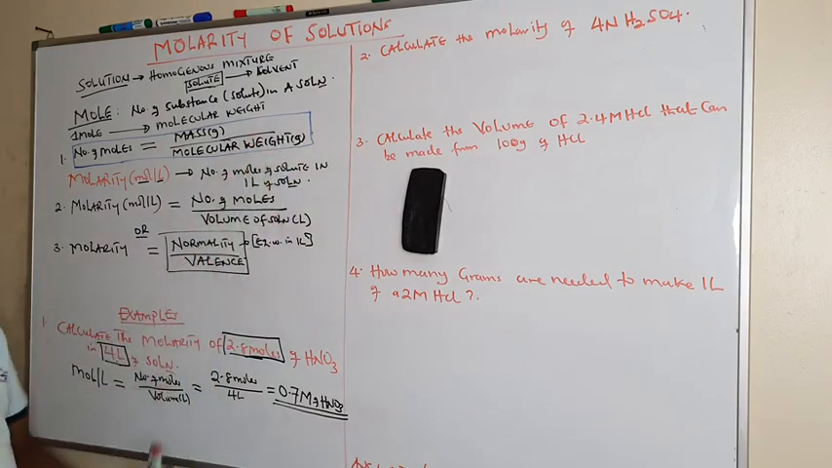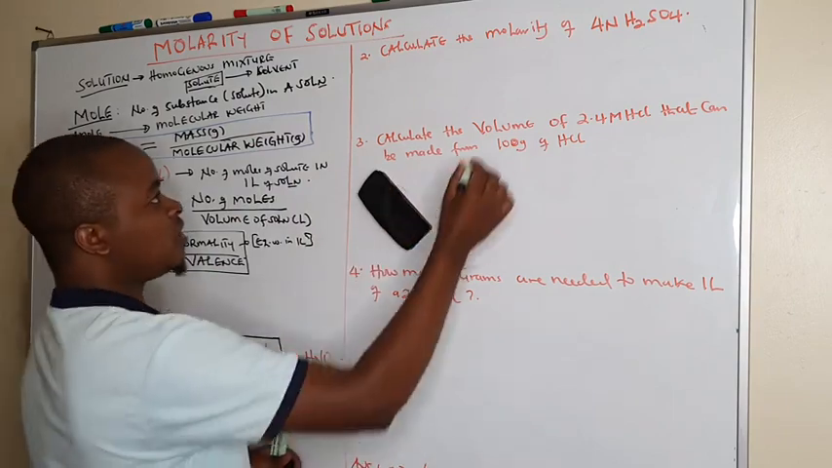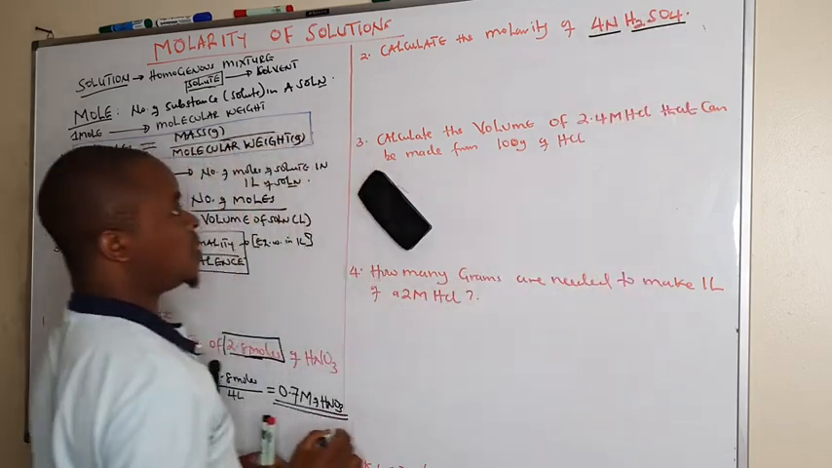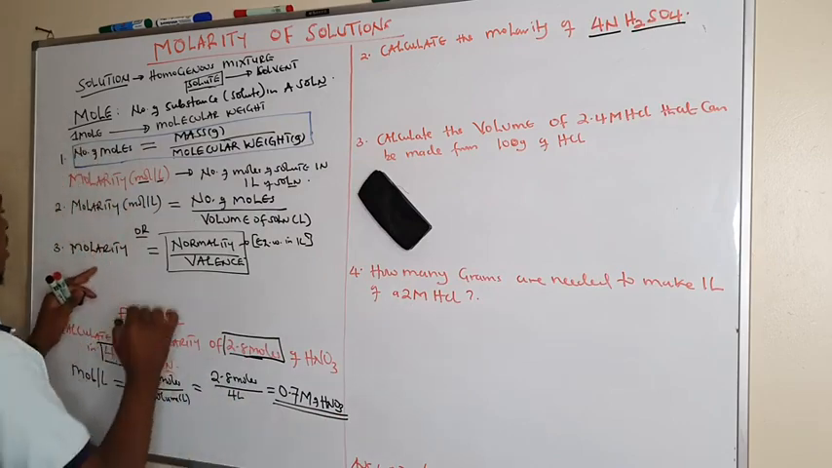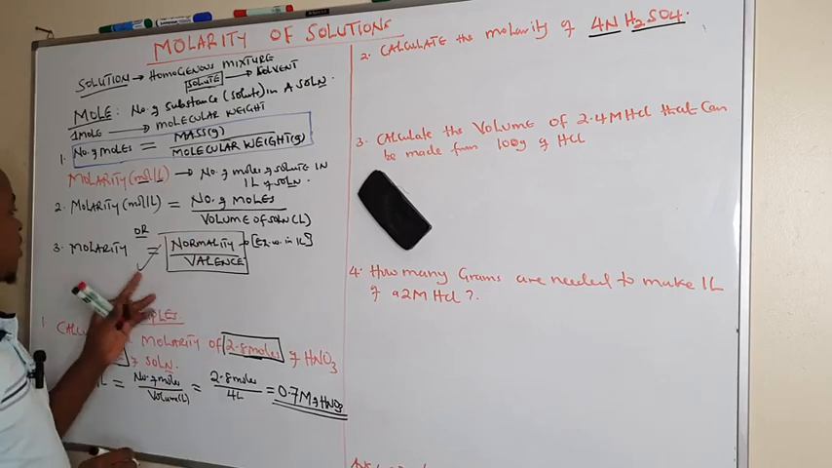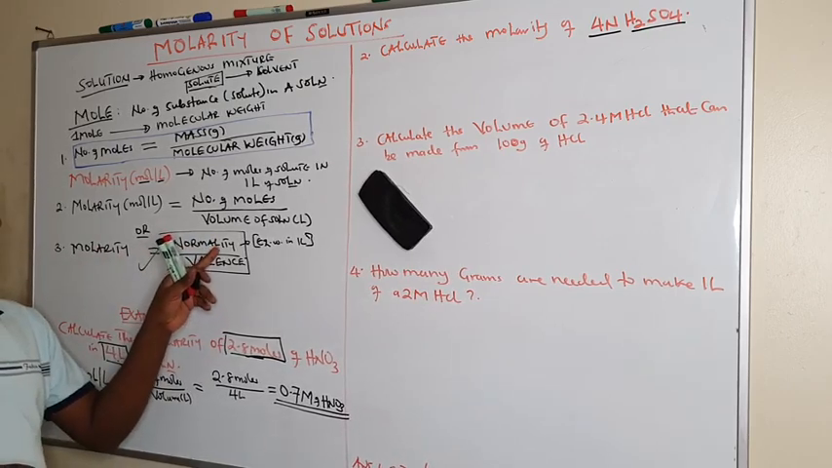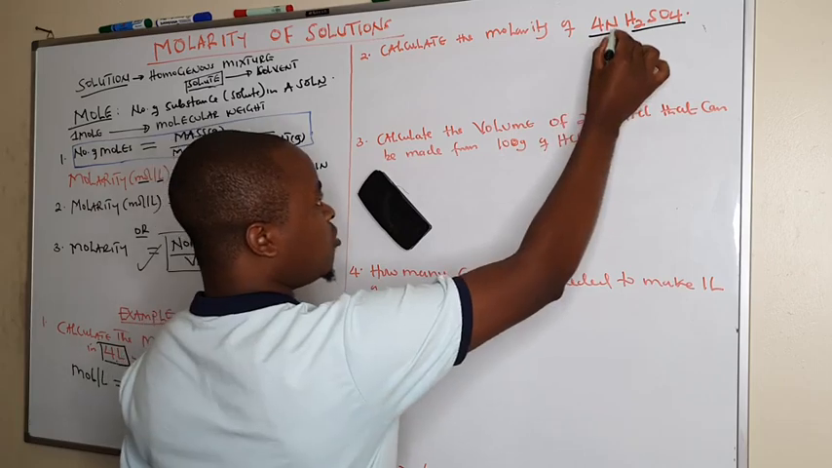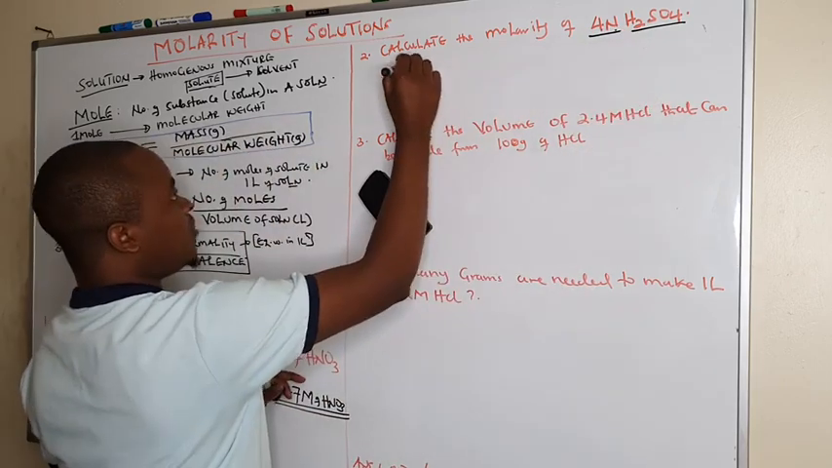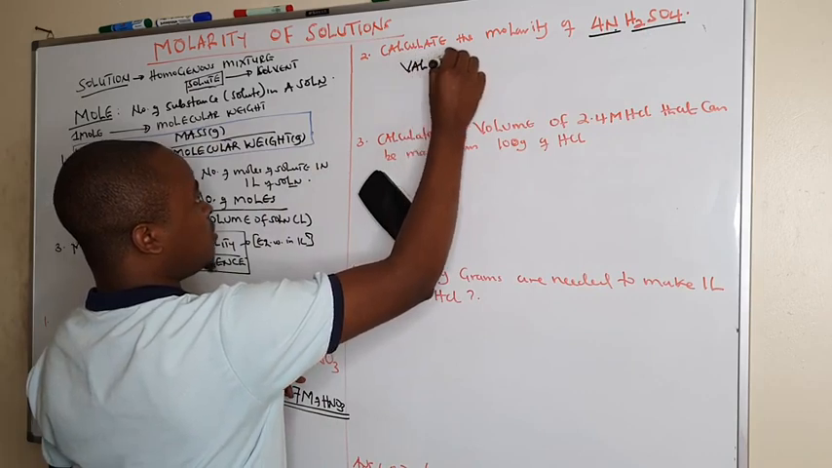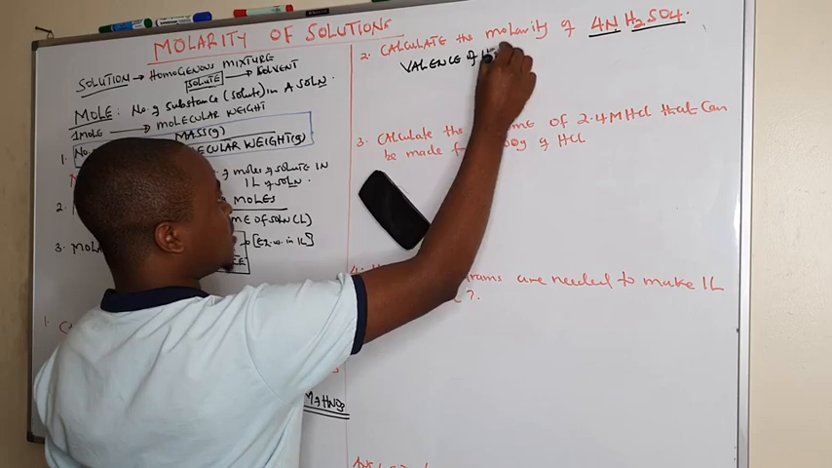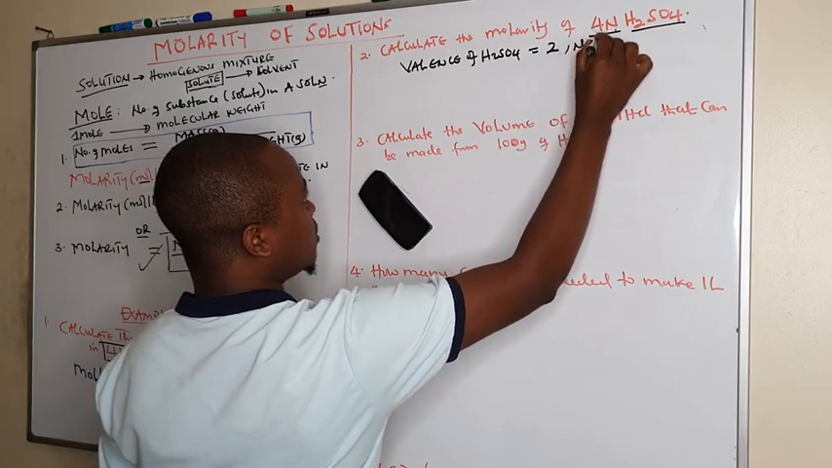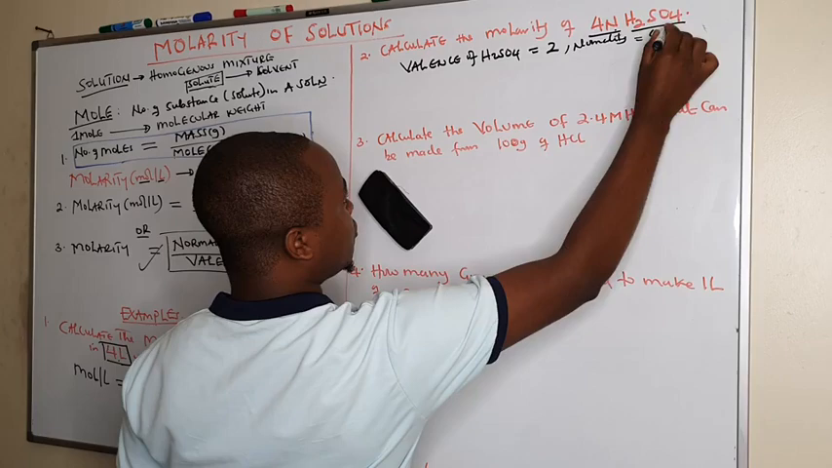Then the second example: we are asked to calculate the molarity of 4 normal sulfuric acid. And we have seen there is another formula, that molarity is equal to normality divided by valence. And we are given normality as 4 normal, and the valence of sulfuric acid is 2.